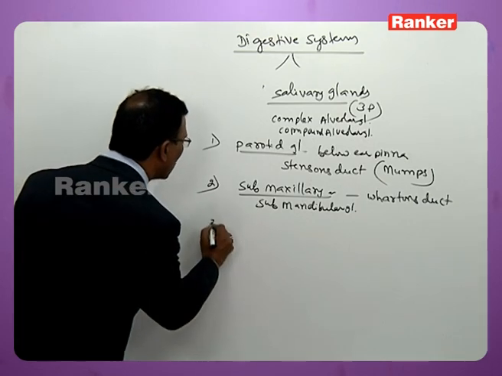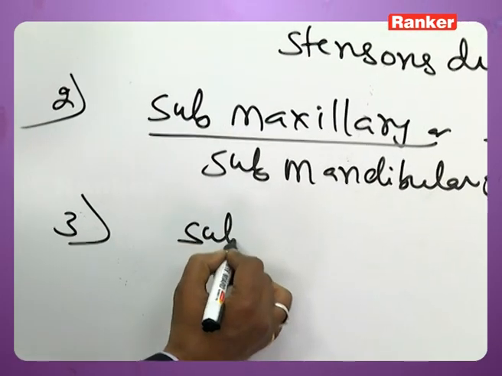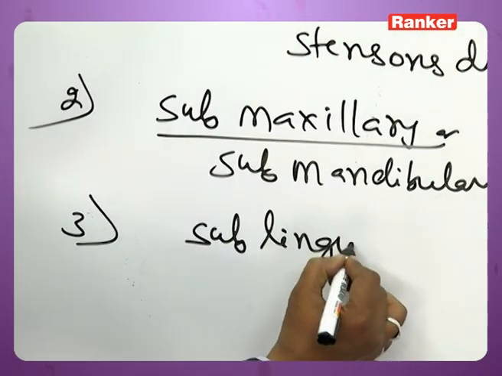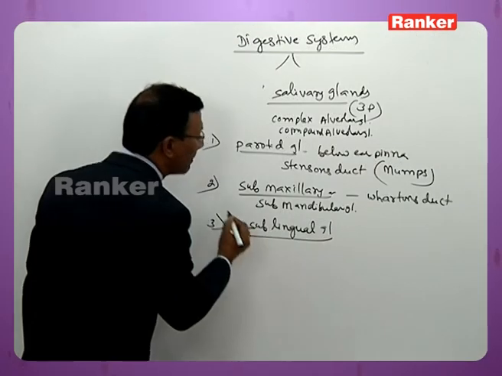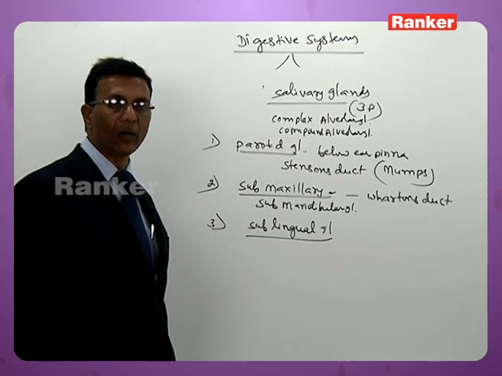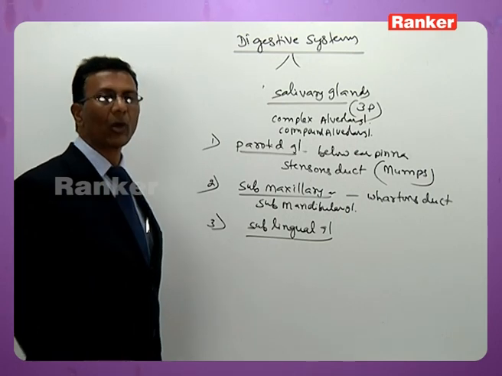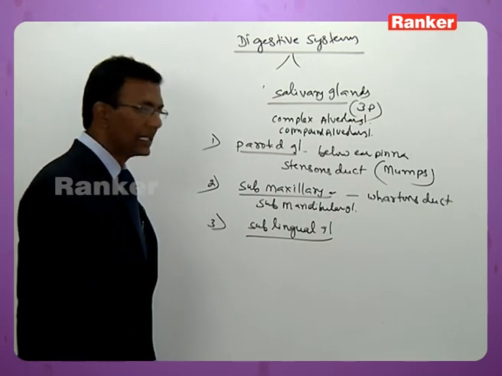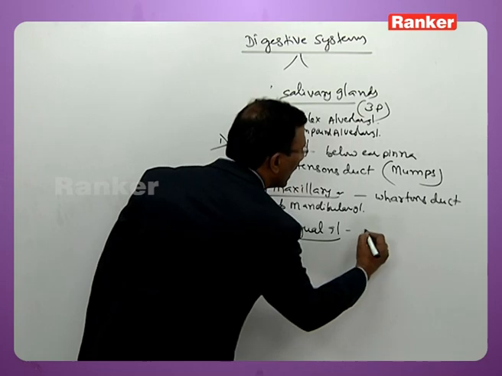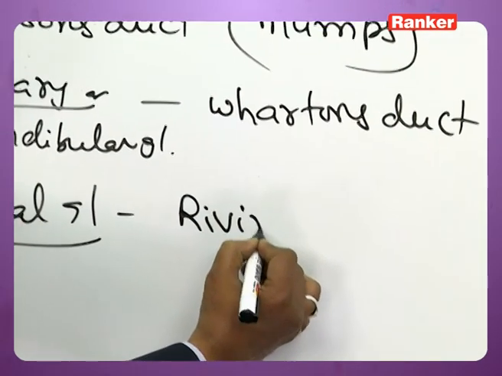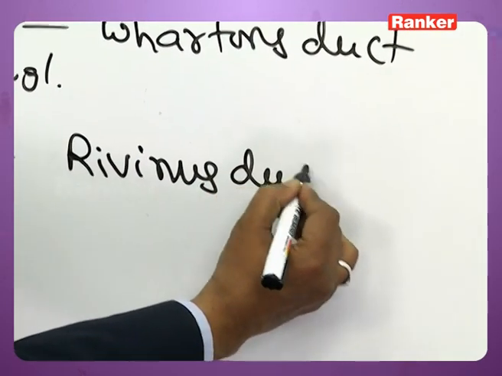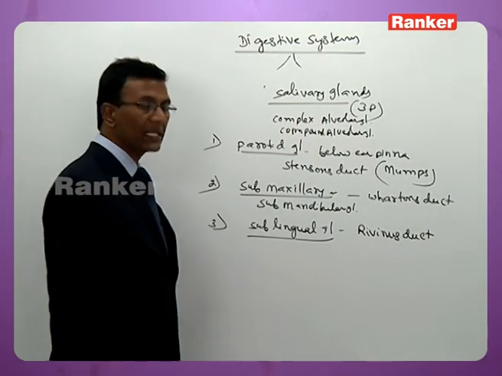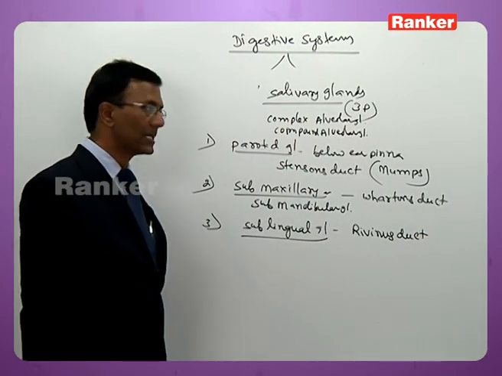The third one is the sublingual glands. The sublingual glands are present below the tongue. They open into the floor of the buccal cavity through several ducts. The duct of the sublingual gland is called Rivinus duct. What do you call it? Rivinus duct, or duct of Rivinus.